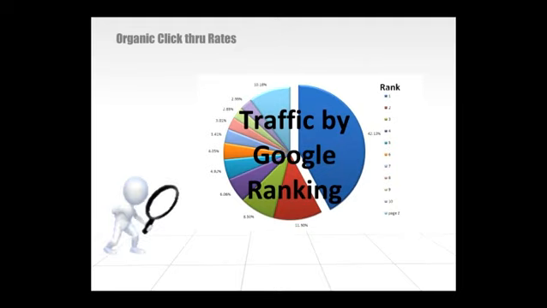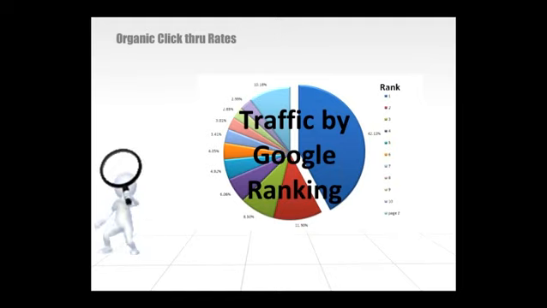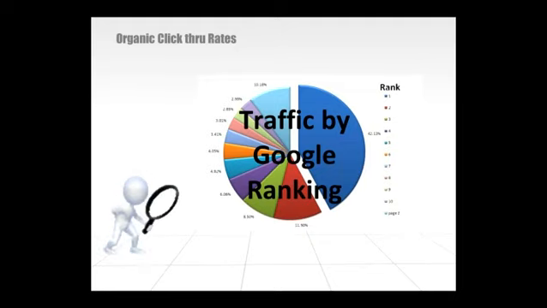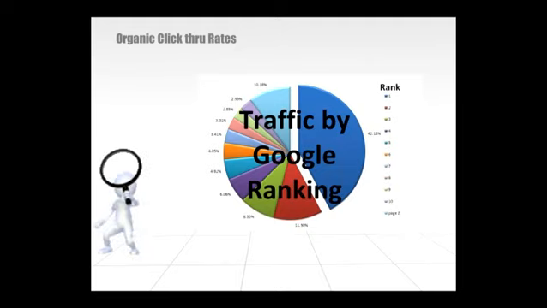The #1 organic result is by far the best one you can get, so that's what we're trying to go for here, obviously. So what you're saying is you need to be #1 in order to get that 42.13% of all the click-throughs. Wow. Exactly.